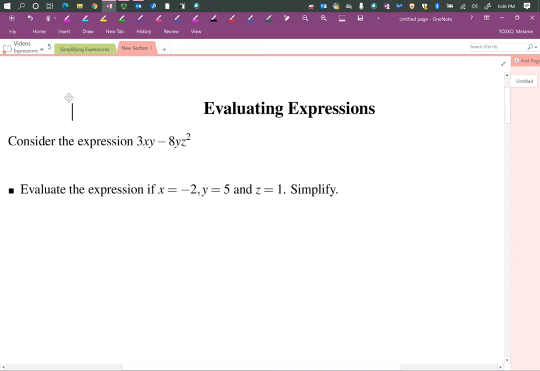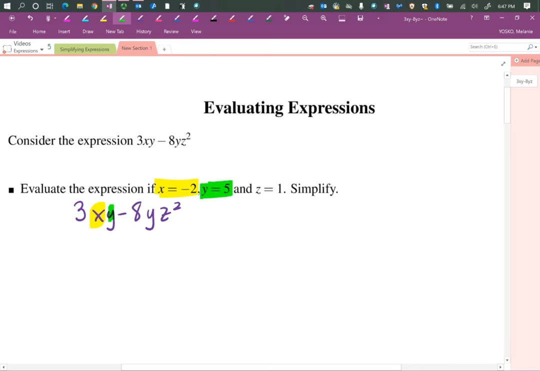Let's evaluate expressions. So consider the expression 3xy minus 8y squared. Evaluate the expression if x equals -2, y equals 5, and z equals 1. So what we're going to do is rewrite this expression, and instead of each of these variables here, we're going to use the number that's given. X equals -2, so we're going to put a -2 right there. Y equals 5, we're going to put a 5 here and here in place of both of those y values. And z equals 1 means we're going to put a 1 right here.